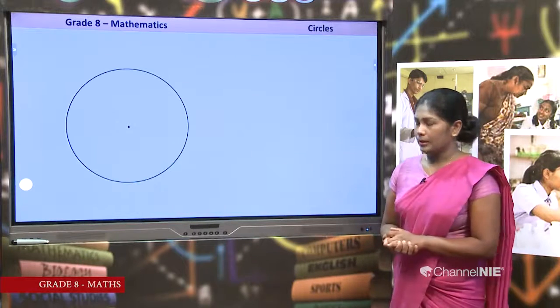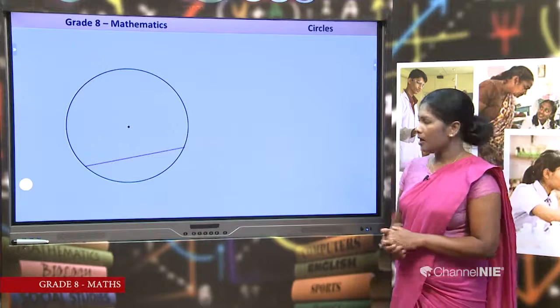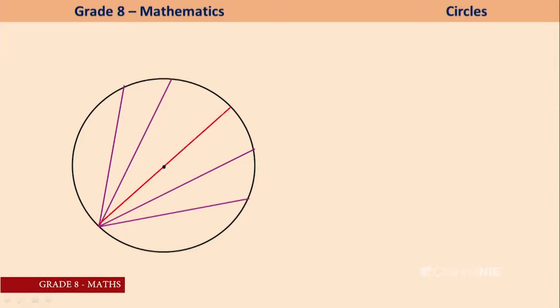There is a circle. So, I draw a chord in here. I use that point and draw another one. And here there are several chords. Look at that. In this red line, what is this? This is the diameter. Diameter means symmetrical axis.